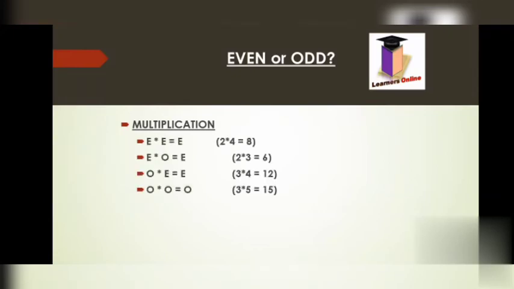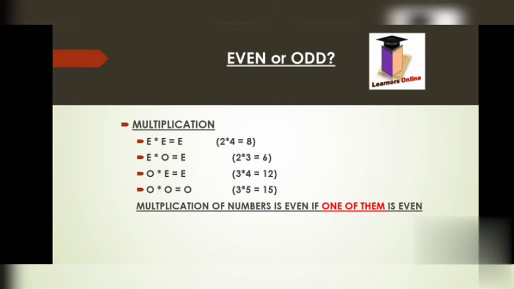We can see that two even numbers multiply to give an even number. When an odd number is multiplied by an even number, the answer is still an even number. So this gives us the rule that the multiplication of two numbers, or the product of two numbers, would be odd if and only if all the numbers are odd. Otherwise, if even one of them is even, the answer is even.